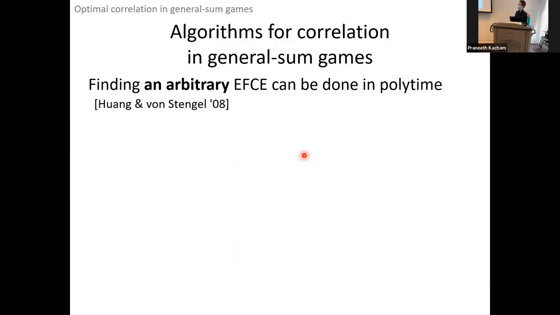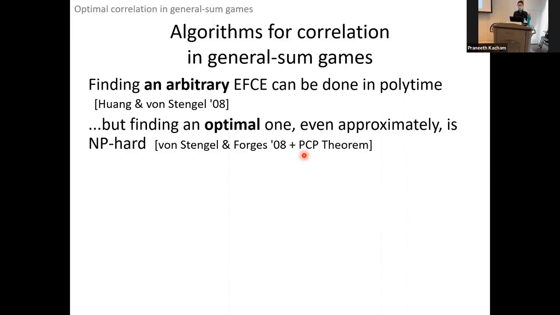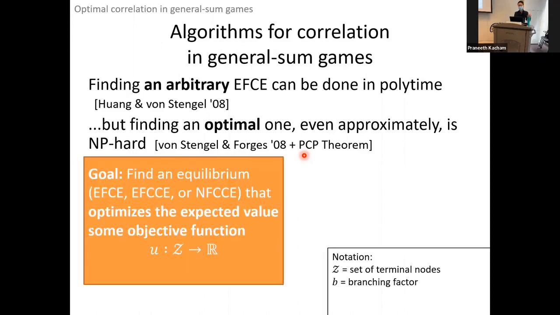Finding an arbitrary extensive form correlated equilibrium can be done in polynomial time. But as I said, finding one, even approximately, is NP-hard. Our goal here will be to find an equilibrium that optimizes the expected value of some objective function. You can think of it as the mediator also having some objective function over the terminal nodes, and the mediator wishes to optimize it. One example is social welfare, the sum of all the players' utilities. That's a simple enough objective function to write down, and one special case is finding a social welfare optimal equilibrium.